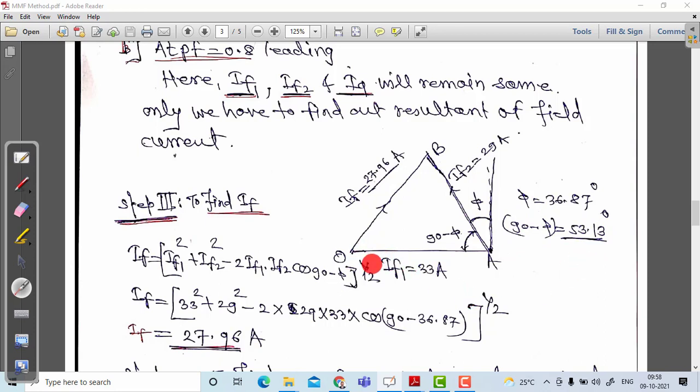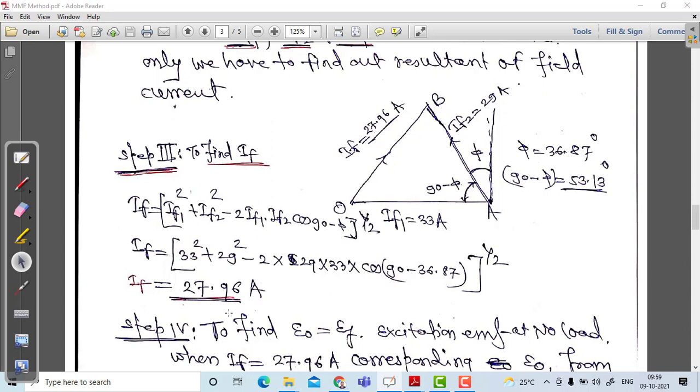So using this, for the triangle, two sides are known. The third side is the square root of IF1 square plus IF2 square minus twice IF1 IF2 into cosine of the angle between IF1 and IF2. Take the square root. So it is found that the answer is 27.96 ampere, and corresponds to this feed current.